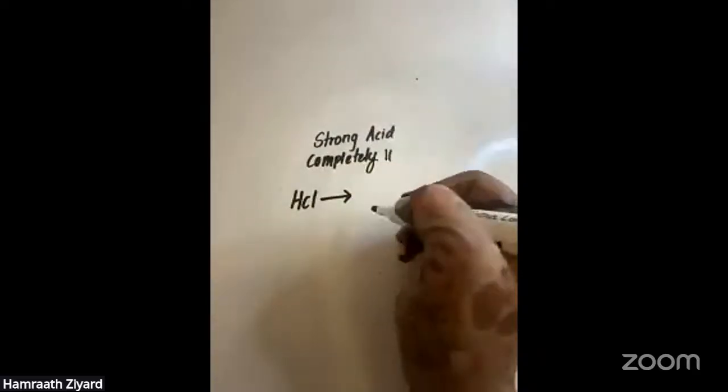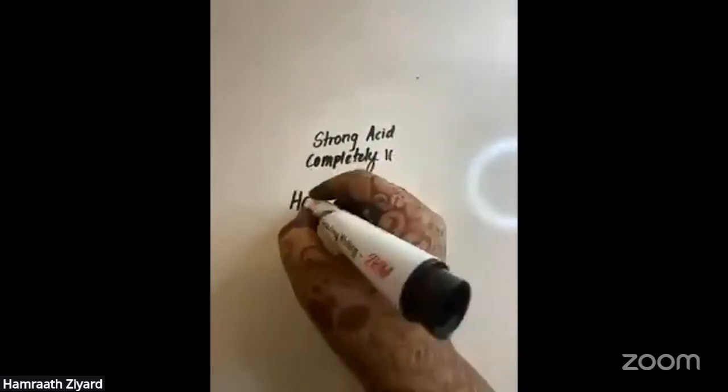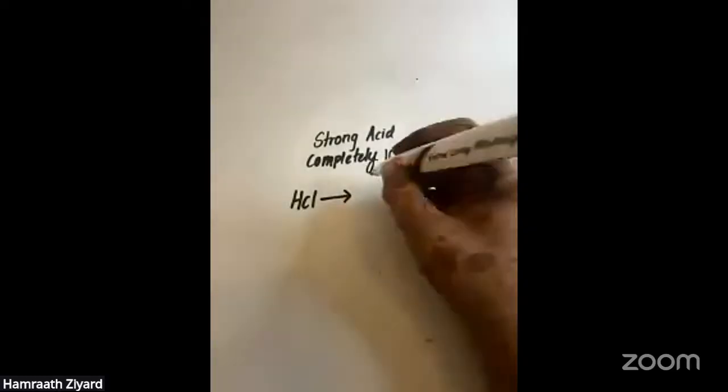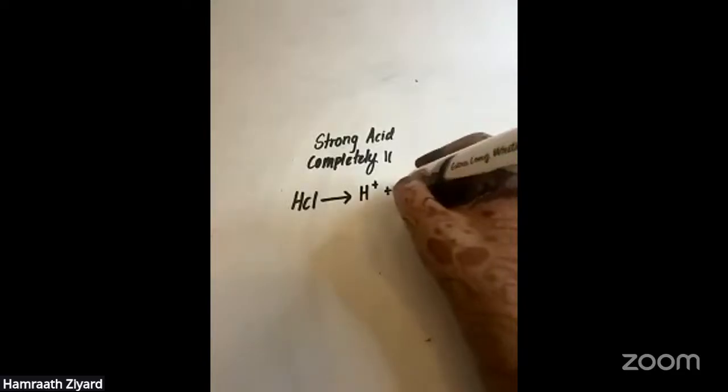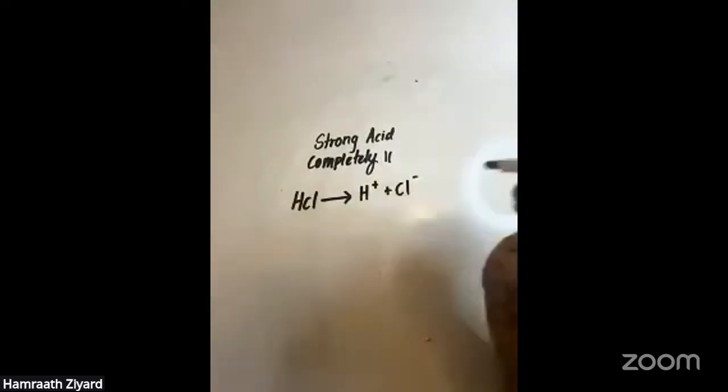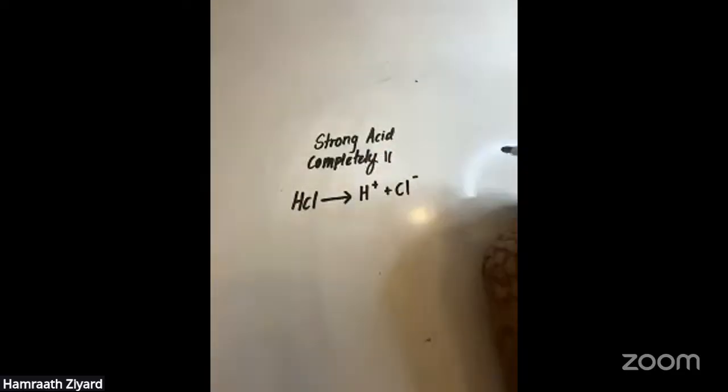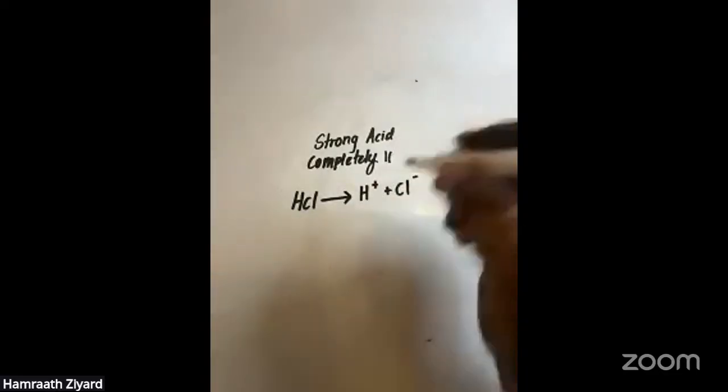Acid, and it is a compound. You will put an arrow in front, and you will say hydrogen ion plus chlorine ion. So this is the complete ionization. This is how you are showing.